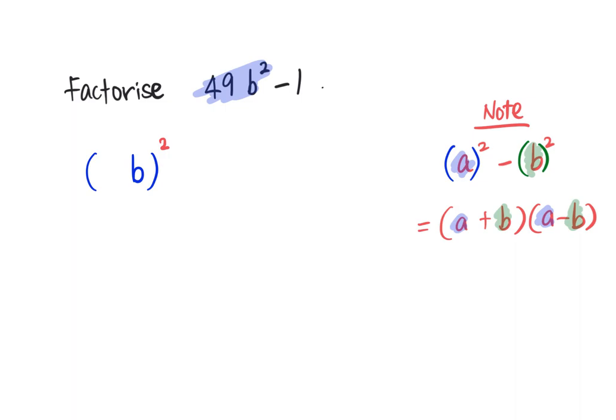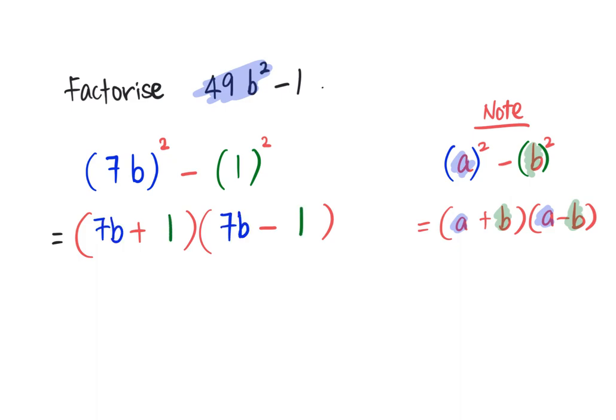Aha! Square root 49 is 7. 7 times 7 is 49. 7 squared is 49. Now is my 1. What number times what number will give me back 1? You all are smart, right? Yeah, 1 times 1 is 1. And so, I would be able to get my final answer pretty straightforward. Something A plus B, A minus B, and my A is 7B, and my B is 1.